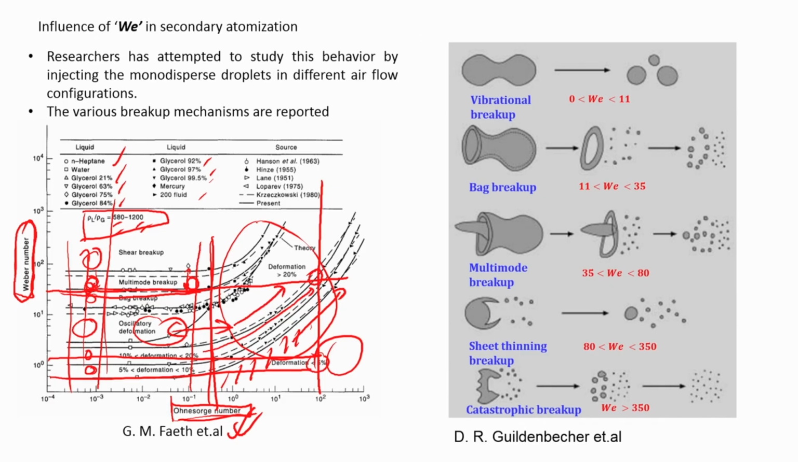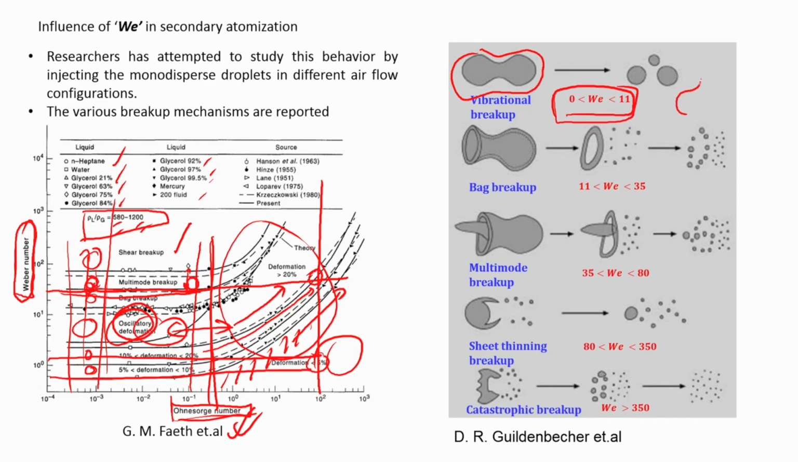Now, we have said that there are different modes of breakup like multimode, oscillatory, this and that. So, one of the modes that we are going to look at is the vibrational or the oscillatory mode of breakup. This happens for a Weber number range of about 10 to 11. So, 10 to 11, it basically falls in this particular range. In that particular range, what happens is that the droplet undergoes almost a single mode of breakup.